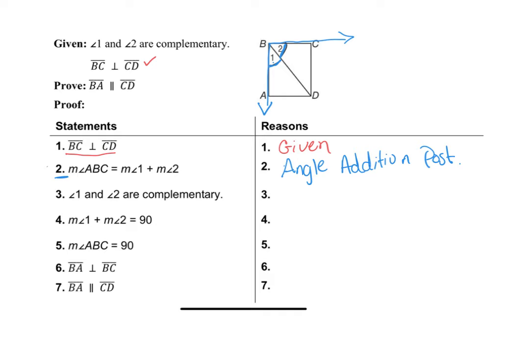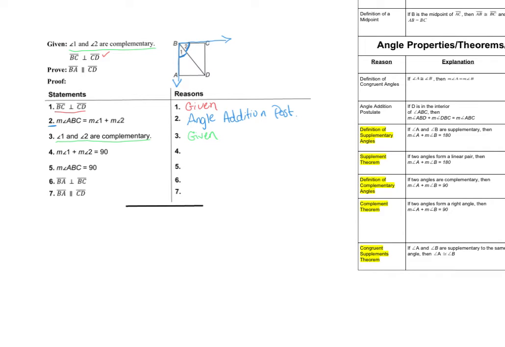Then I am told angle 1 and angle 2 are complementary. Well, that's coming from my given information. I just chose to write it a step later. So that was also given. So now what does angle 1 and angle 2 complementary actually mean? Well, I'm going to go to my reasons for proofs document. So there I'm going to look to see what statement tells me something is complementary and what I should do. I find that the definition of complementary angles says, hey, if you have 2 angles that are complementary, then you just add them up and set them equal to 90. So that's what happened in step 4. So my reason would be the definition of complementary angles.